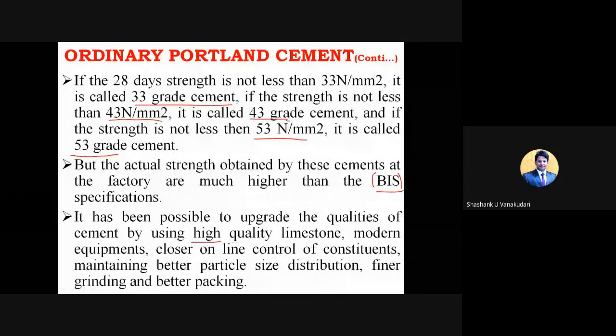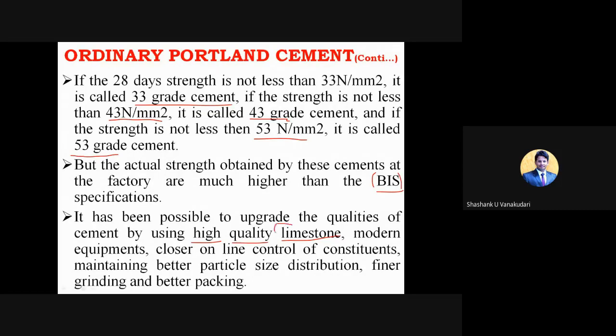See, the thing is, you can increase the quality of the cement just by increasing the quality of limestone. Limestone is nothing but the raw material of cement, right? So once you are considering the raw material, you need to check the property of this limestone, whether it is rich in limestone or not. If it is rich in limestone, obviously the quality of cement will increase.